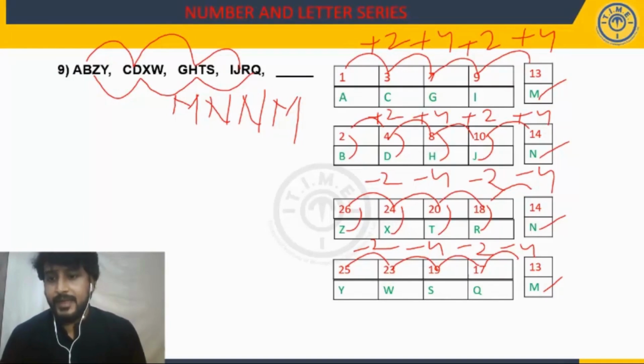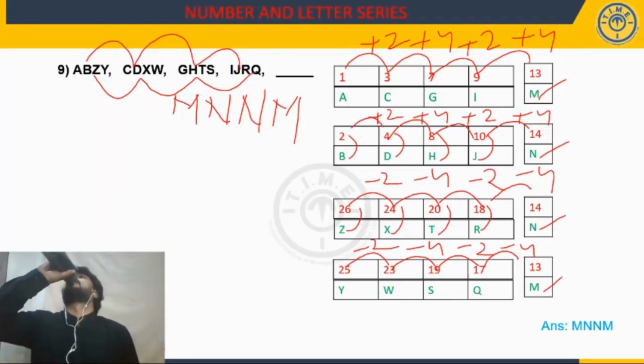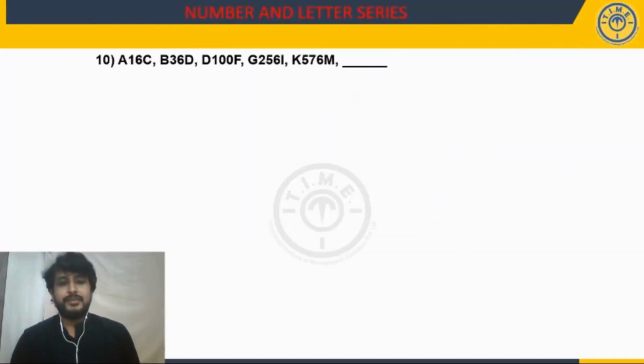And our required answer is MN, NM. You are clear, right? So please take notes. Here is the question. A 16C, B 36D, D 100F, G 256I, K 576M.